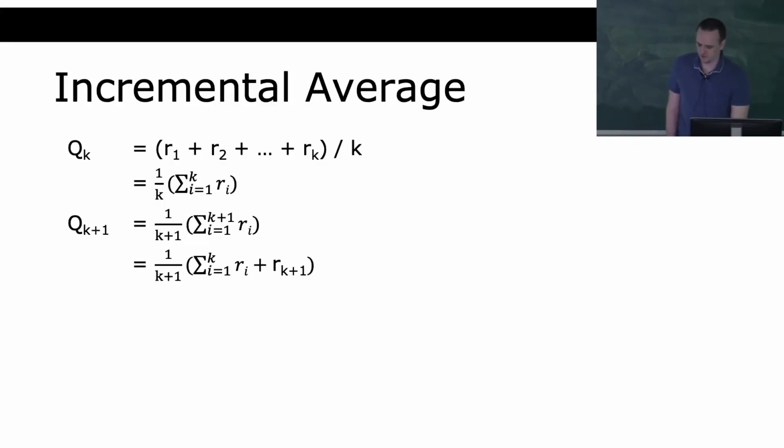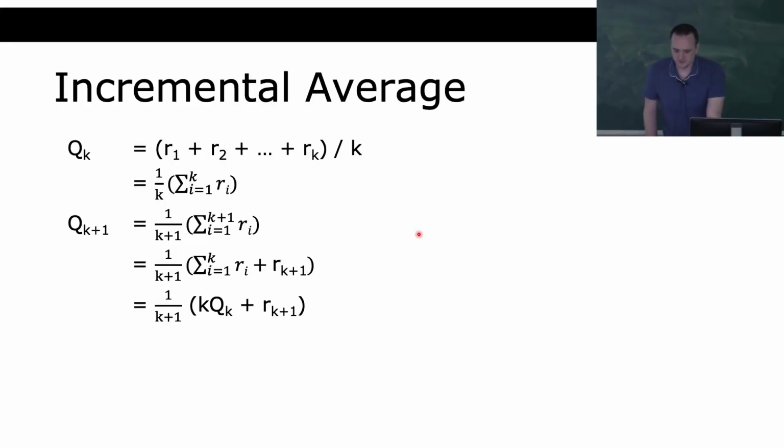Okay, so let's do a little bit of math. What I'm going to do is take out the reward R_{k+1} from this formula, just to make things a little bit easier for us in the future. And what that does is now we have the summation from i equals 1 to k of R_i, which looks like what we had up here, plus R_{k+1}.